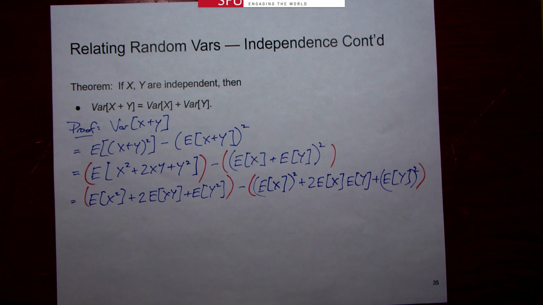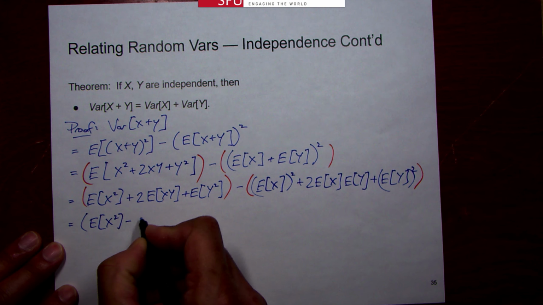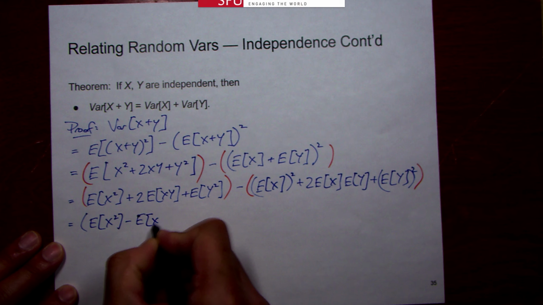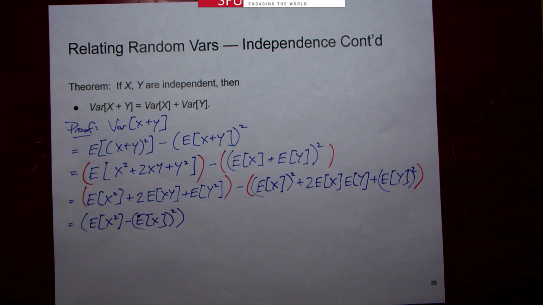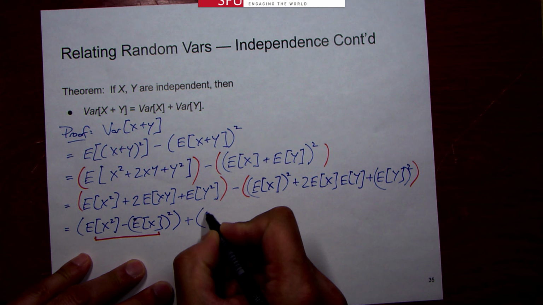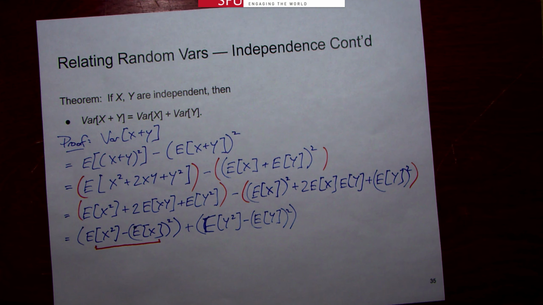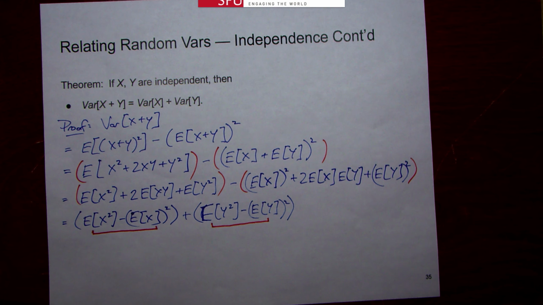Just doing a little bit of reorganization. Expectation of x squared minus expectation of x all squared. So that's two of the pieces together, and that's eventually going to be the variance of x, right? Expectation of y squared minus expectation of y all squared. Again, those two bits together are going to give us variance of y in the next step. There's a little bit of organization, seeing what we have and applying it for what we need.